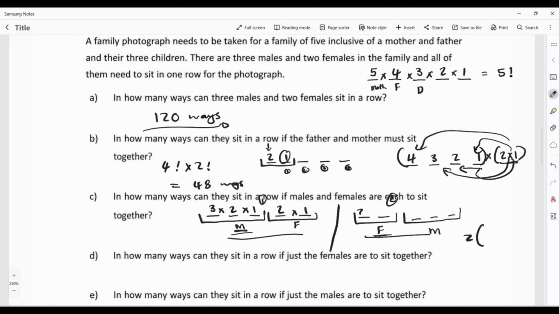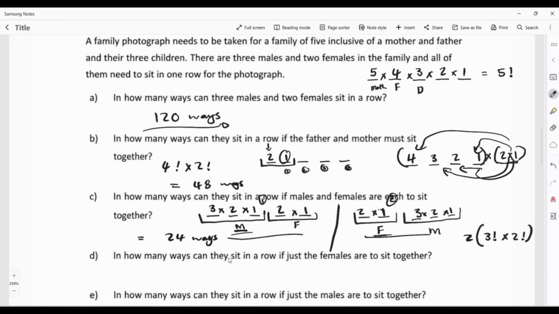Same applies to this part: 3, 2, 1 over there. I hope we are fine. So in simple terms, I can say 3 factorial over here because it's 3, 2, 1, and then multiply by 2 factorial over there. So the overall answer that I get is simply 24 ways of the arrangement.